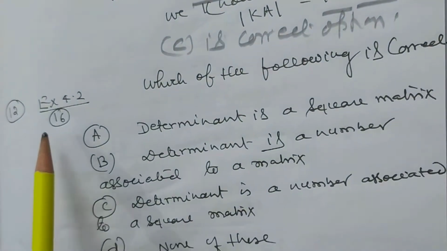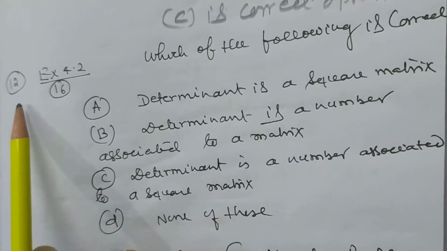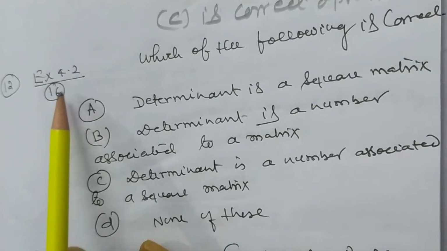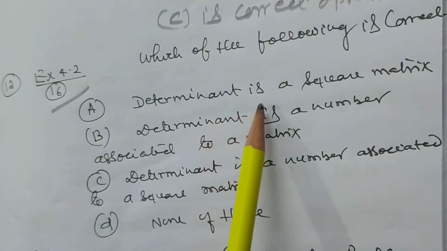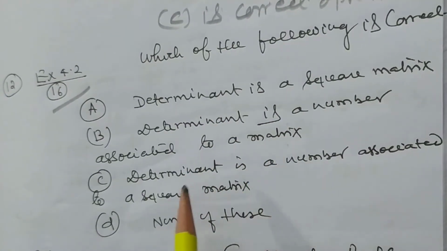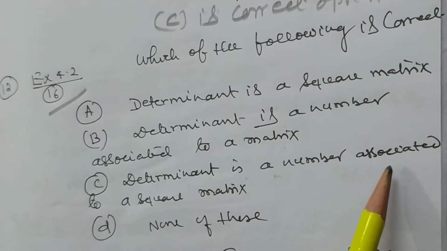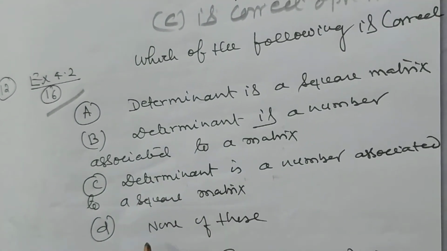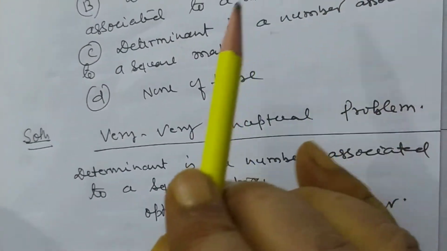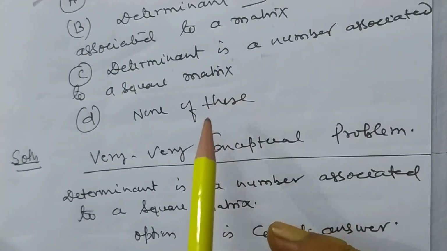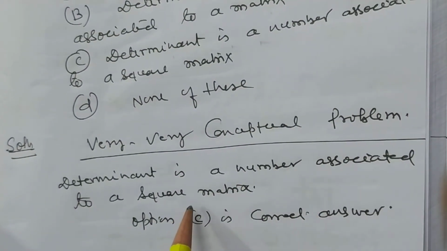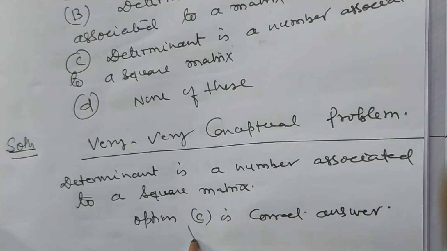So my dear student, now I want to discuss problem number 12 of this study material, and this is problem 16 of exercise 4.2. Determinant is a square matrix. Determinant is a number associated to a matrix. Determinant is a number associated to a square matrix. None of these. Very, very conceptual problem. Determinant is a number associated to a square matrix. So option C is correct.